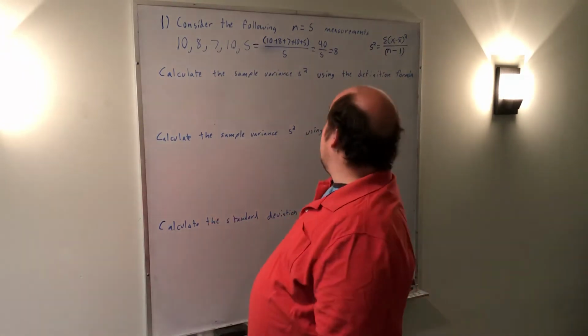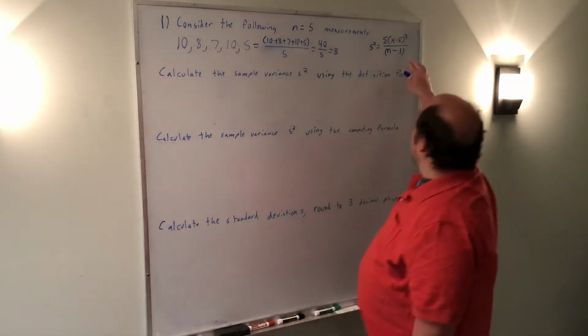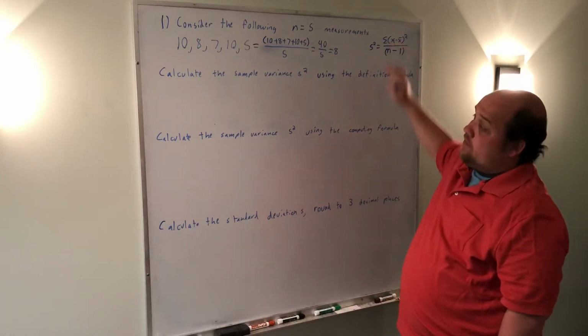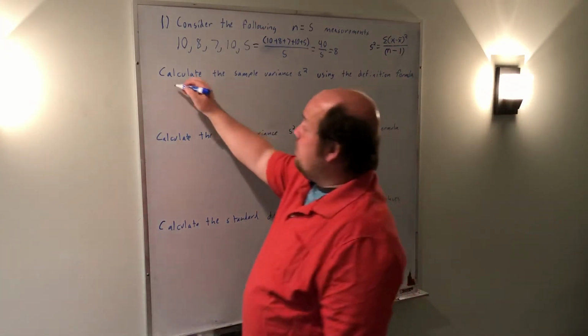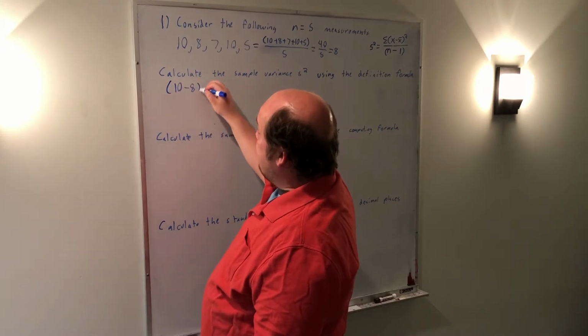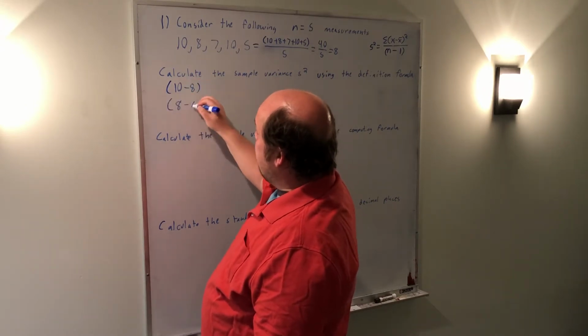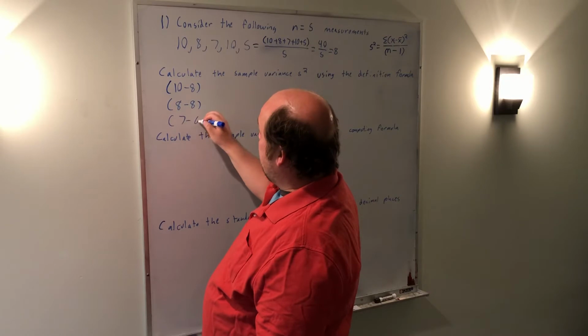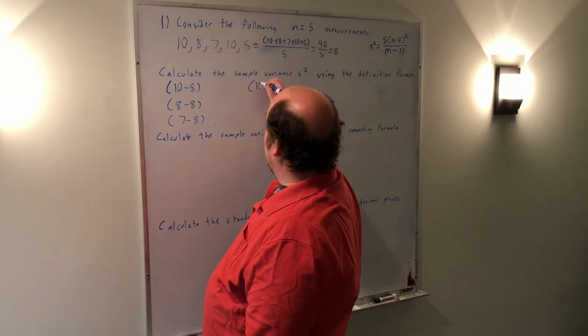When I'm now trying to calculate the sample variance, I'm going to take that mean of 8 and subtract it from each data point. So the first data point is 10. I'm going to subtract 8 from it. I'm going to do the same with the next data point and keep going until I've done it for every data point.